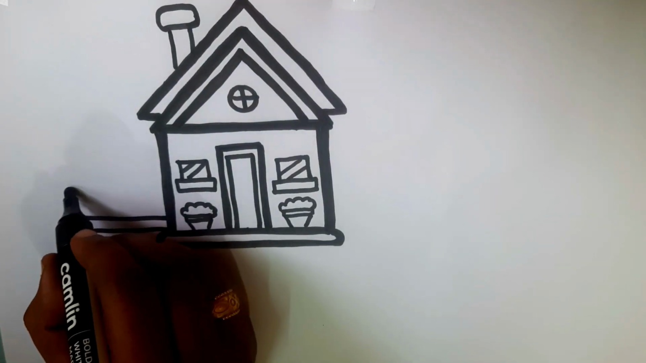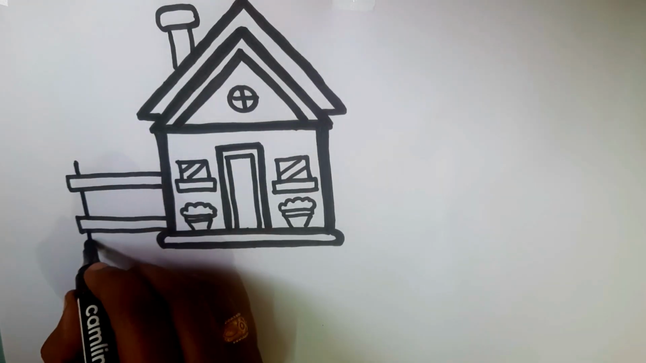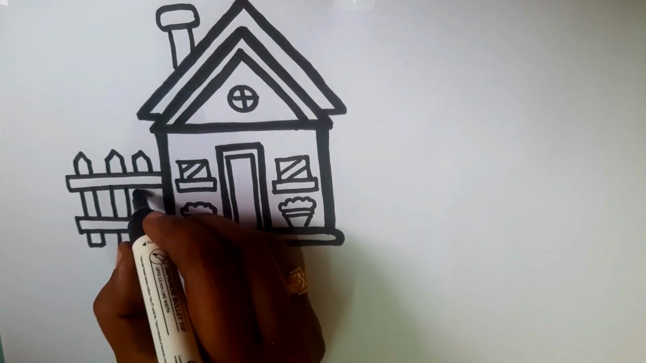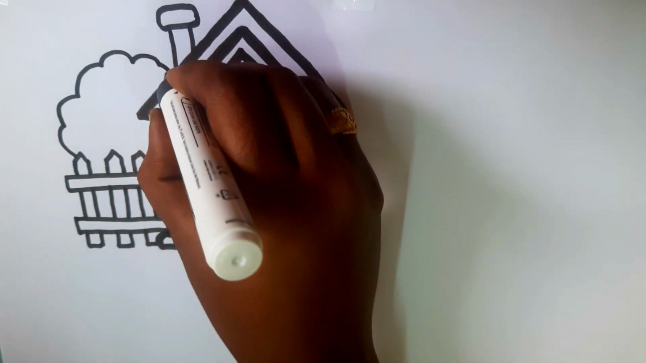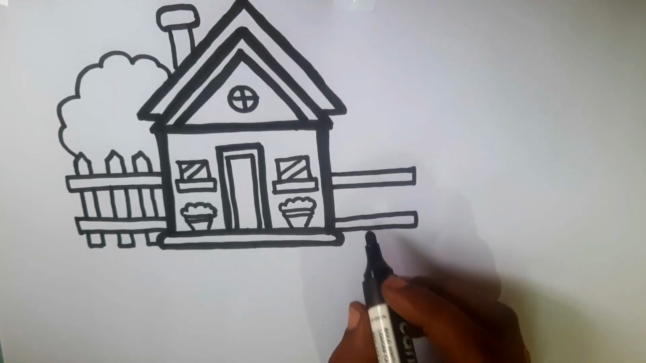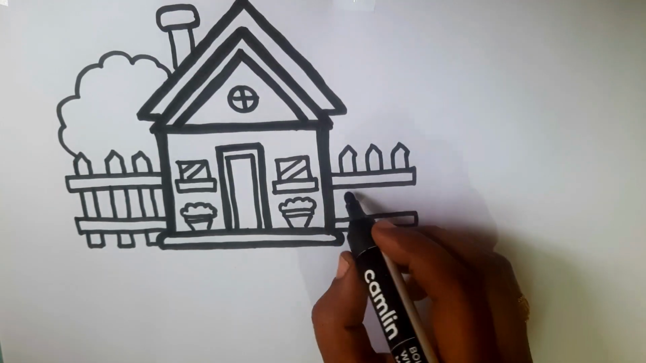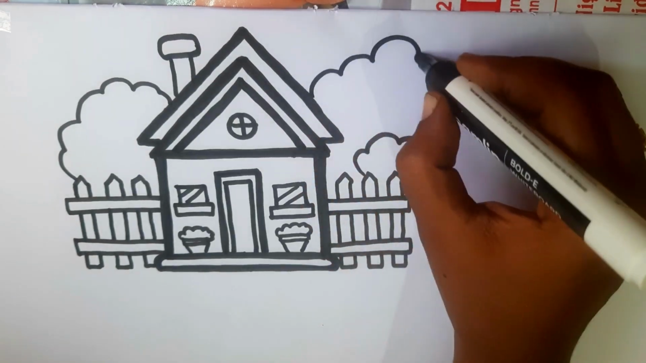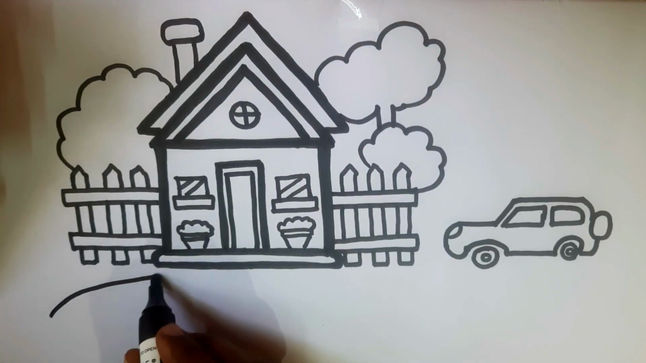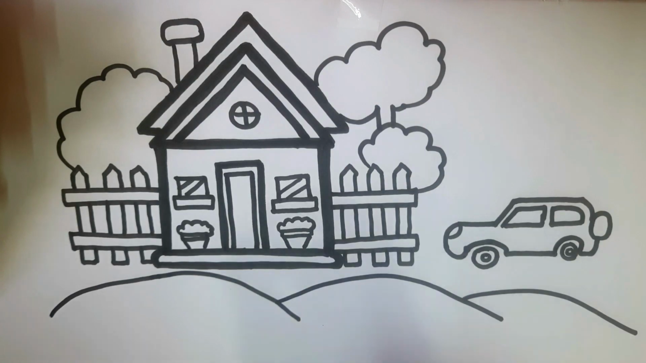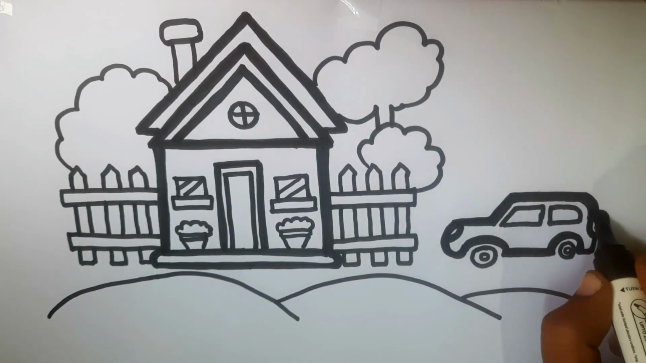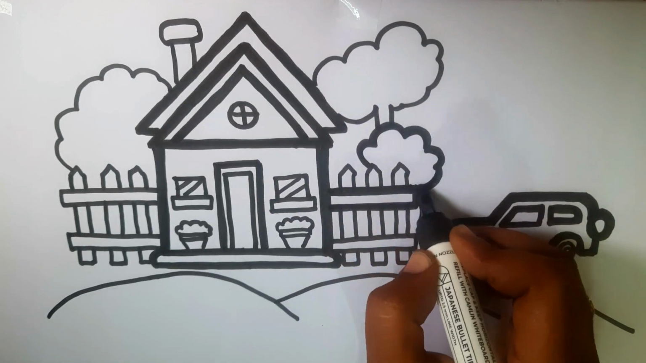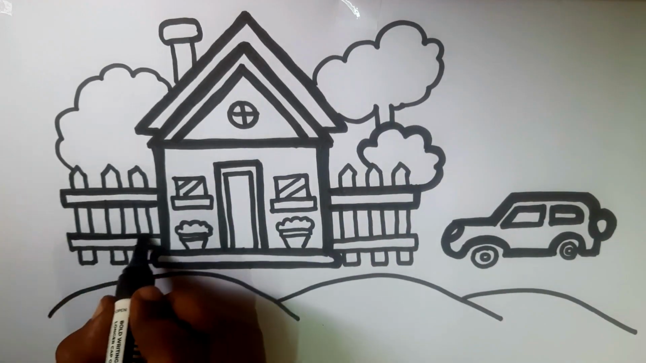Fencing of this house. Background trees. A beautiful landscape of this house. Jeep drawing. Make bold our drawings.